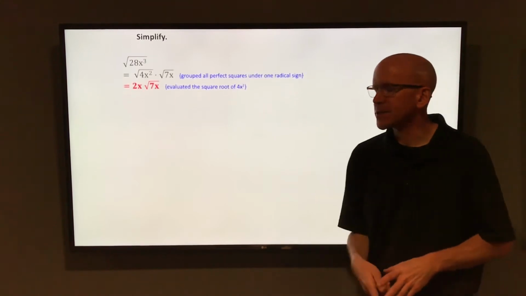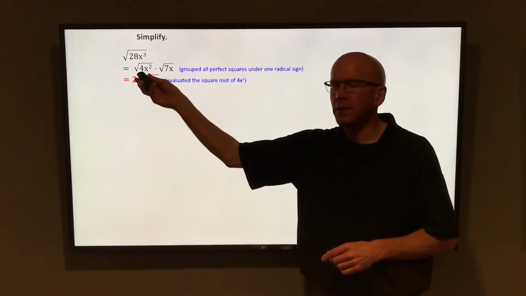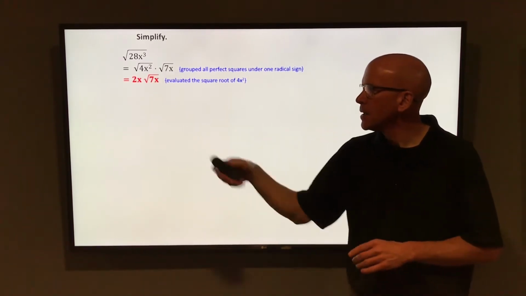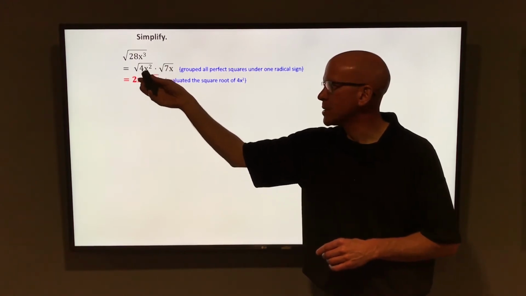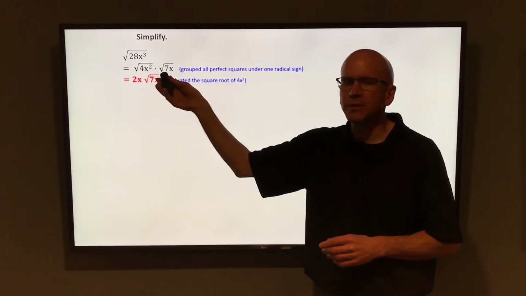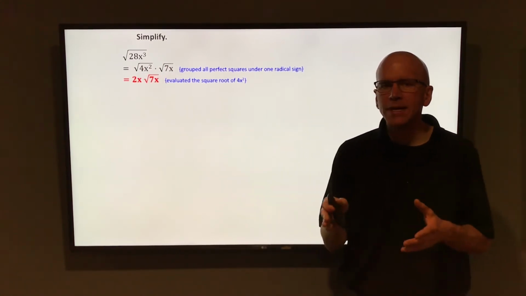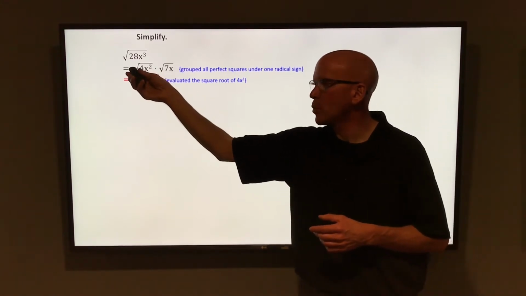We're going to simplify the square root of 28x to the third. We're going to put all the perfect squares together under one square root sign, everything else under the other square root sign. So the square root of 28 breaks into the square root of 4 and the square root of 7, because 4 is a perfect square, and then the square root of 7 will not break down again. For the x to the third, we're just dropping that 3 down to the next exponent down from 3 that is divisible by that root of 2.